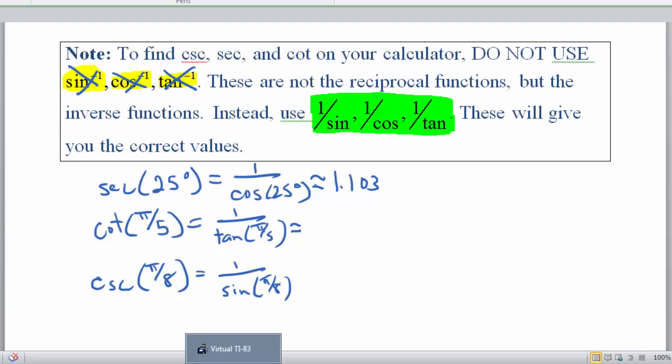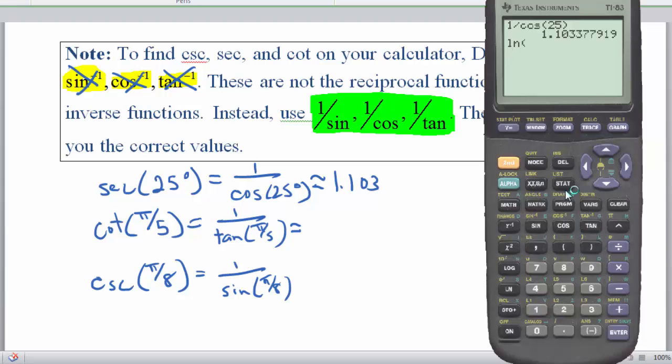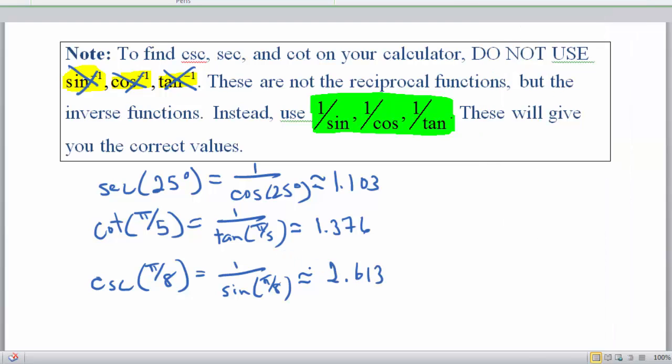If I want the cotangent of pi over 5, I go back to radian mode. And I do 1 divided by the tangent of pi over 5, which will give me 1.376. And if I want the cosecant of pi over 8, I would do 1 divided by the sine of pi over 8, and 2.613.